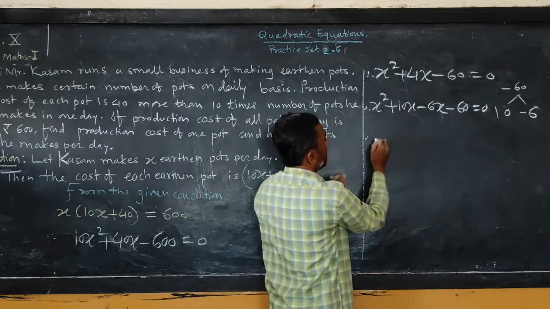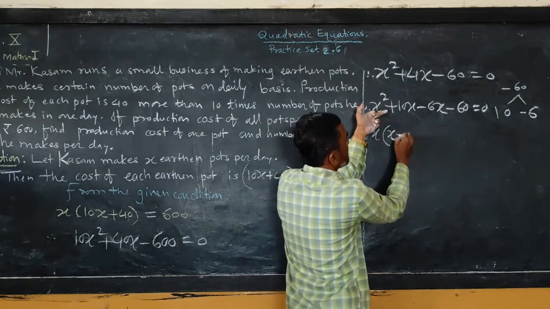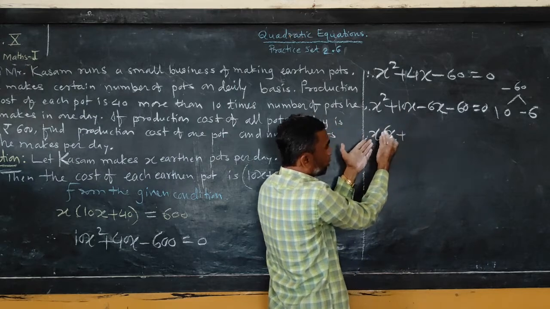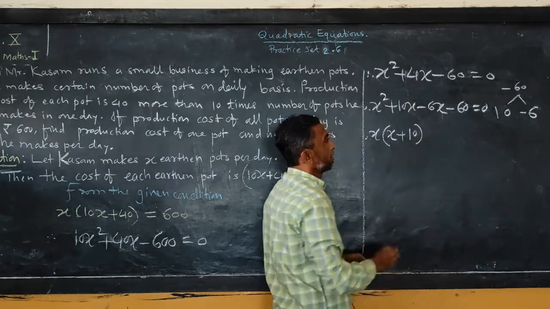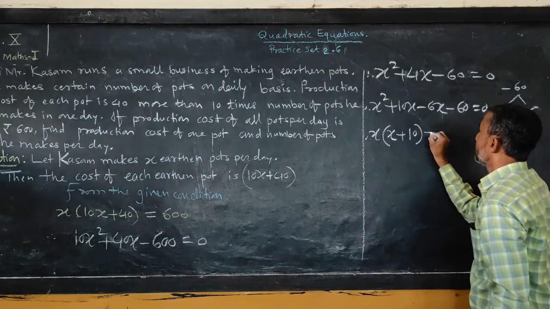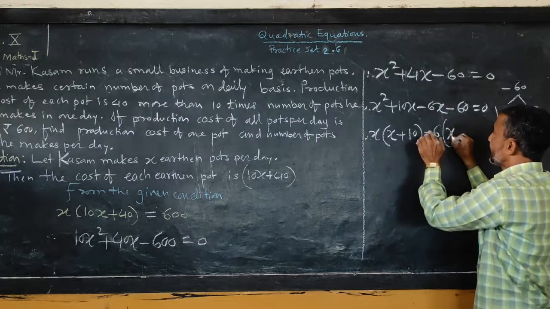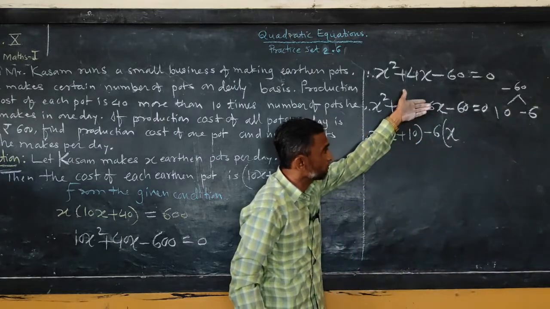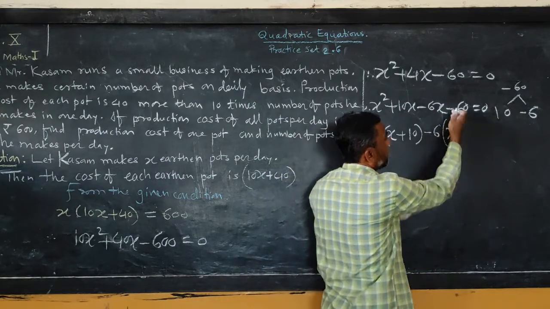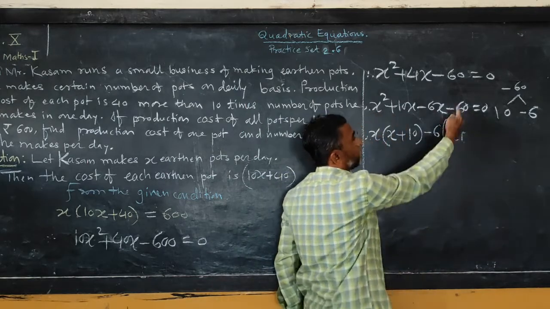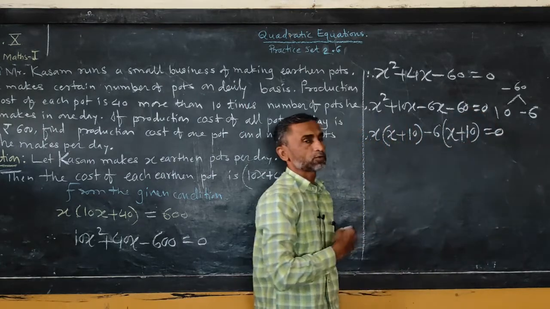Therefore, take x common. Here x will remain as x, we have taken common, plus out of 10x, x we have taken common, divided by x you will get 10. Take minus 6 common. If you take minus 6 common, here x will remain. Minus 6 we have taken common, plus x will remain, as we have taken minus common it will become plus. Divided by 6, 6 tens are 60, is equal to 0.